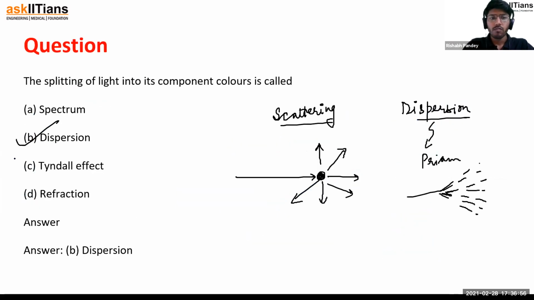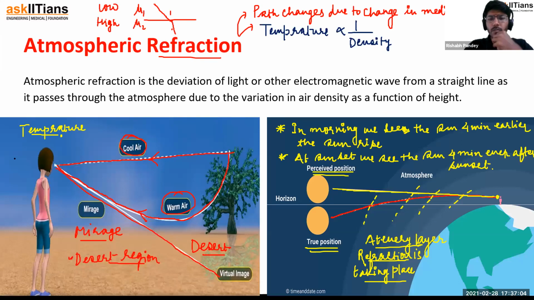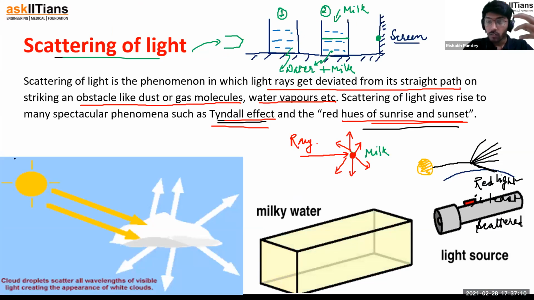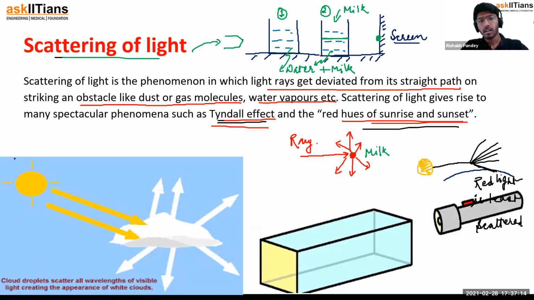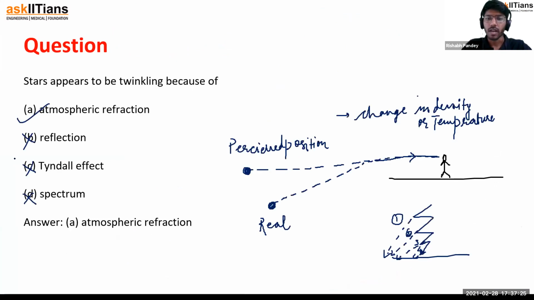So what we have studied over here is the concept of atmospheric refraction, the various phenomena related to it, like the concept of mirage, the perceived positions of the sun and the stars, and the twinkling phenomenon of the stars, then scattering of the light, right? Then why a ray after striking a particular molecule scatters at different angles. Then these are the various practice questions that we did practice.